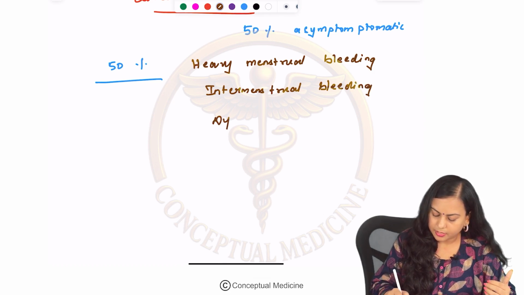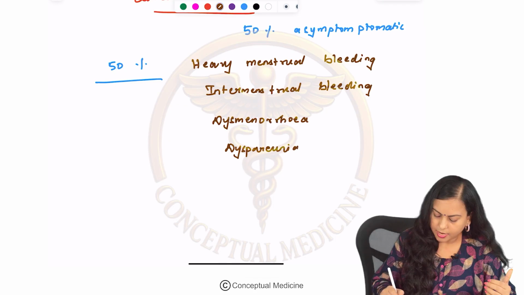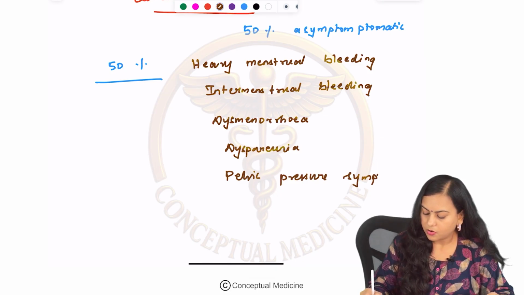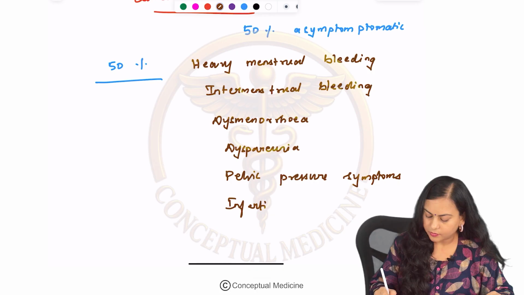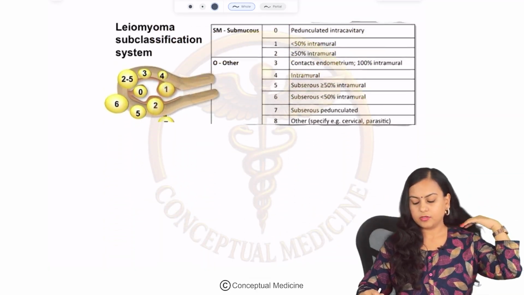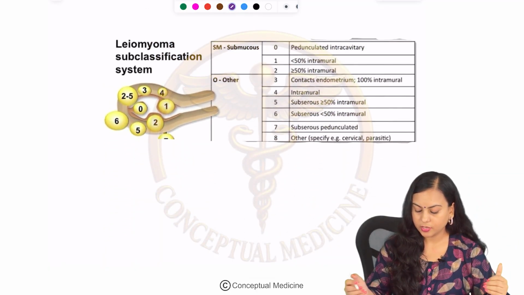There can be dysmenorrhea or dyspareunia, and sometimes pelvic pressure symptoms can also be there. Some can even present with infertility. Clear? So these leiomyomas are further subclassified into the following types.